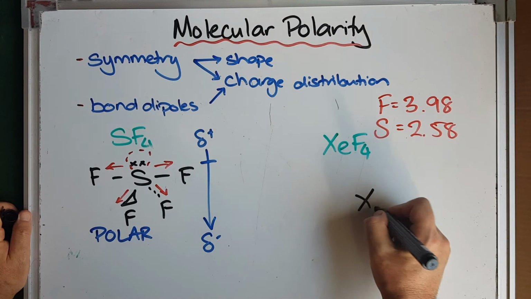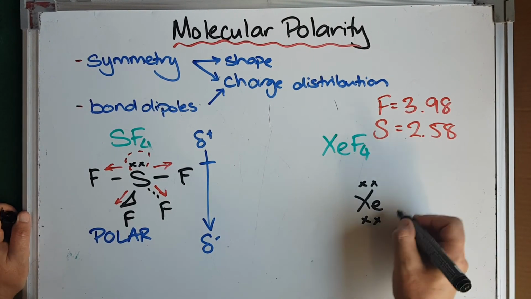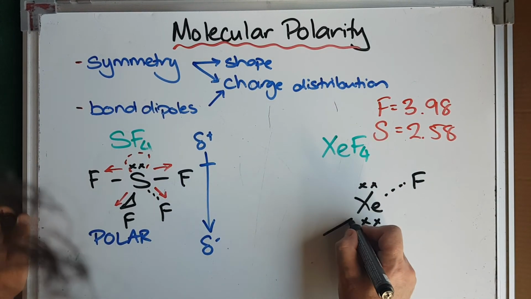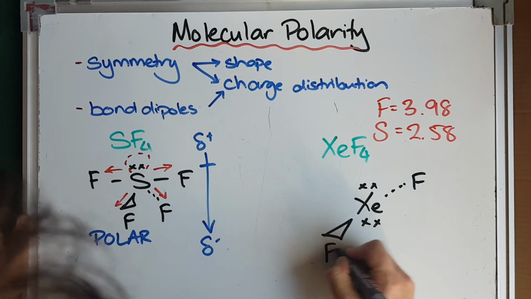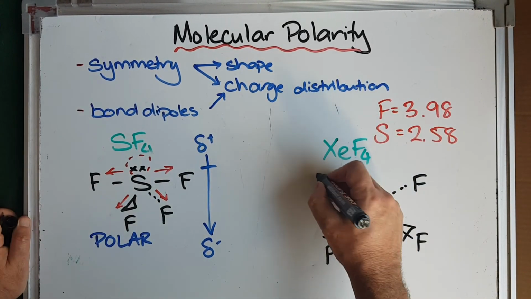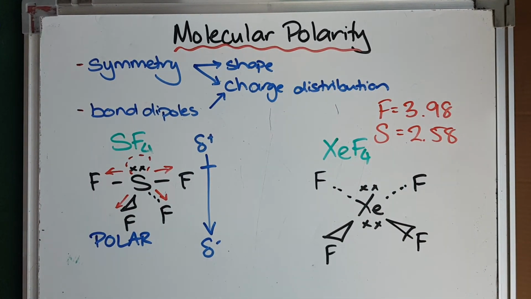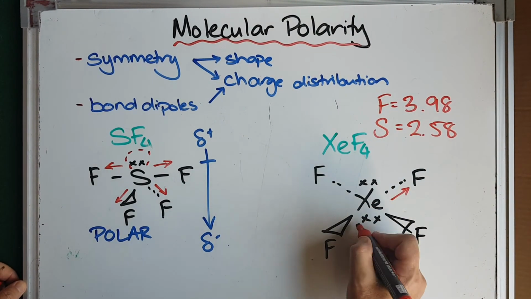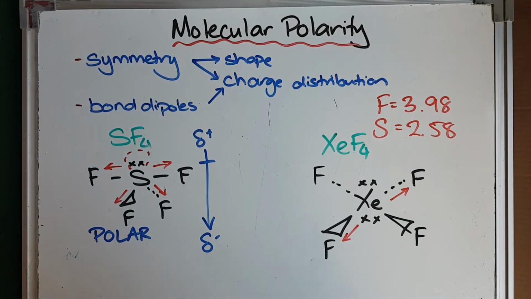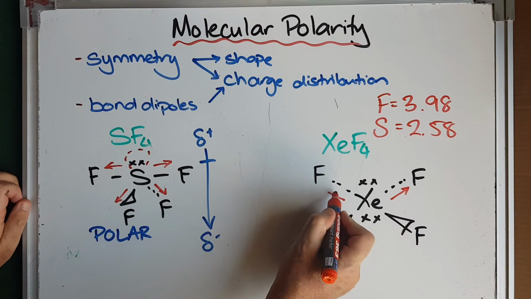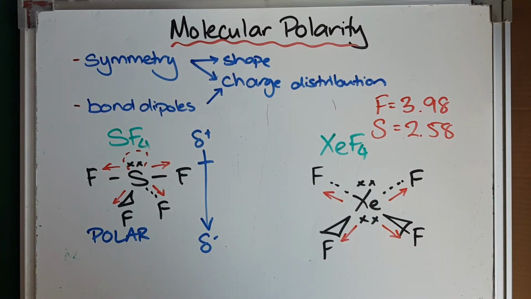So if I drew this one, I've got a lone pair above, a lone pair below, a fluorine there, and on the same line, 180 degrees away, I've got another fluorine. I've got a fluorine out here, 90 degrees away from that one, and again, 180 from there, I've got a fluorine. Now, xenon's electronegativity is very low, so you've got these two dipoles cancelling each other out. You've got these two dipoles cancelling each other out.